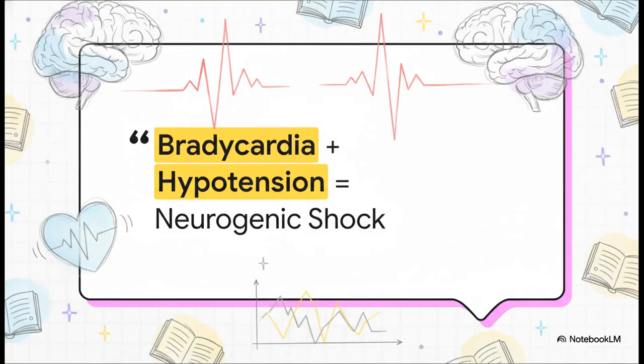Okay, stop and burn this into your brain. This is pure NCLEX gold. In pretty much every other kind of shock, when the blood pressure drops, the heart rate speeds up to try and compensate. But not here. In neurogenic shock, you get this totally weird, paradoxical combination: a low blood pressure and a slow heart rate. It's the classic giveaway sign.